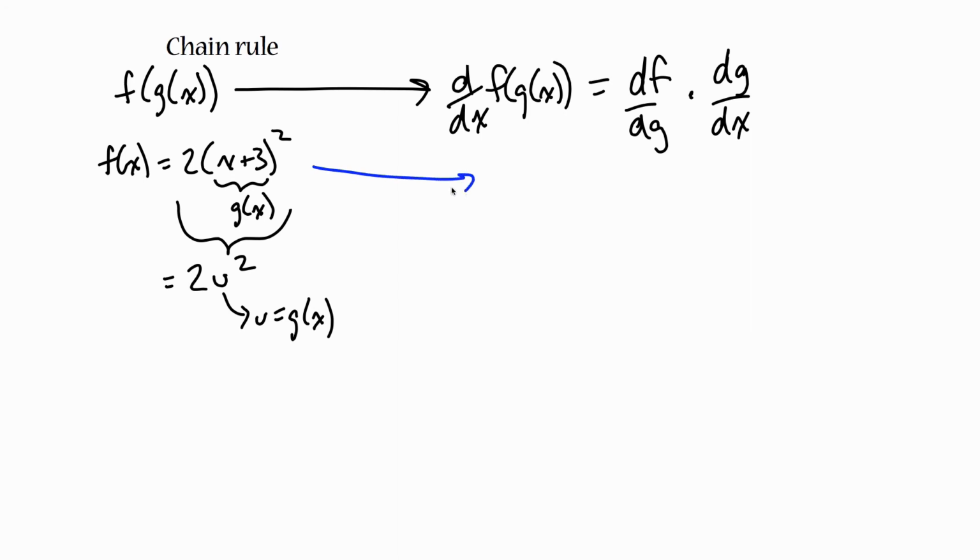So if I'm using my f of x is 2 times (x plus 3) squared here, that just gets me df by dx is equal to df by dg. So if x plus 3 is my g function, the derivative of f with respect to it is just going to be 4 times g to the 1. And the derivative of g with respect to x, well, the derivative of x plus 3 is just 1. So my overall derivative is simply 4 times (x plus 3).